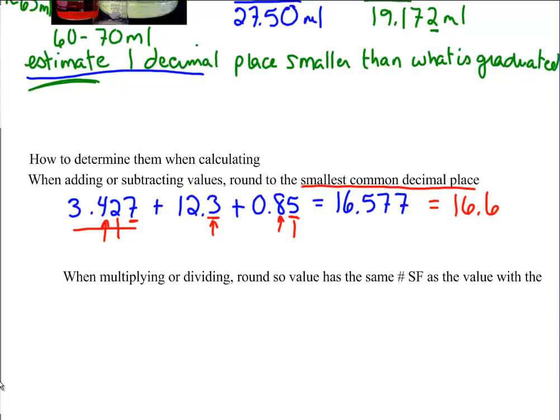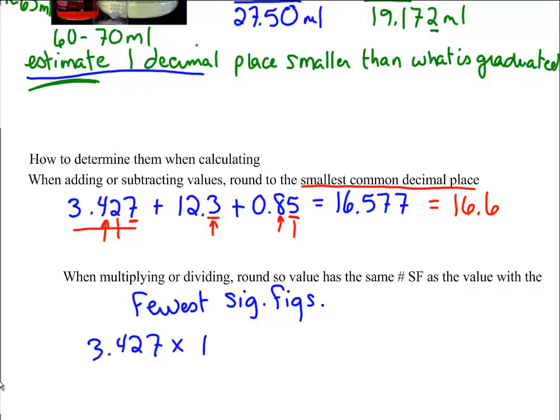When I multiply or divide, I want my final answer to have the same number of sig figs as the value that has the fewest sig figs. So let's take these same three numbers. So I have 3.427 times 12.3 times 0.85. If I multiply them all together on my calculator, I get 35.289285.